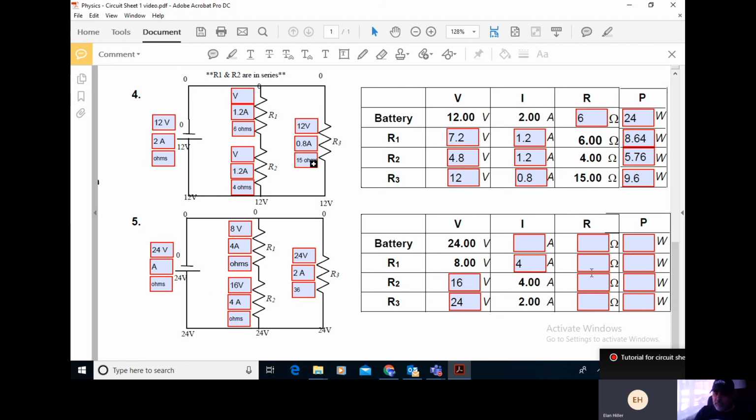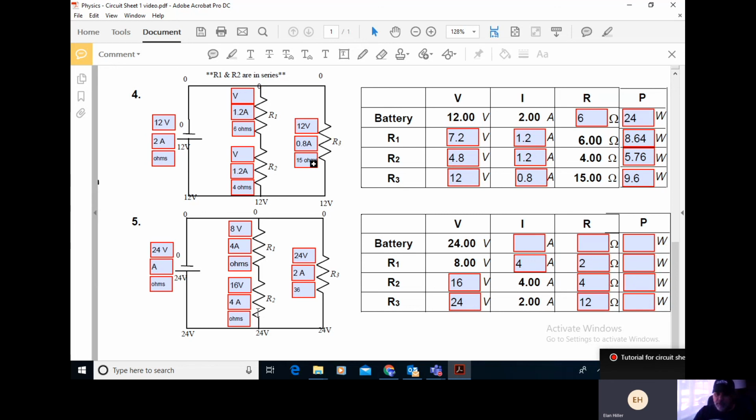Let's do some Ohm's law calculations here for resistors 1, 2, and 3. 8 volts divided by 4 amps is a 2 ohm resistor. 16 volts divided by 4 amps is a 4 ohm resistor. And 24 volts divided by 2 amps is a 12 ohm resistor.